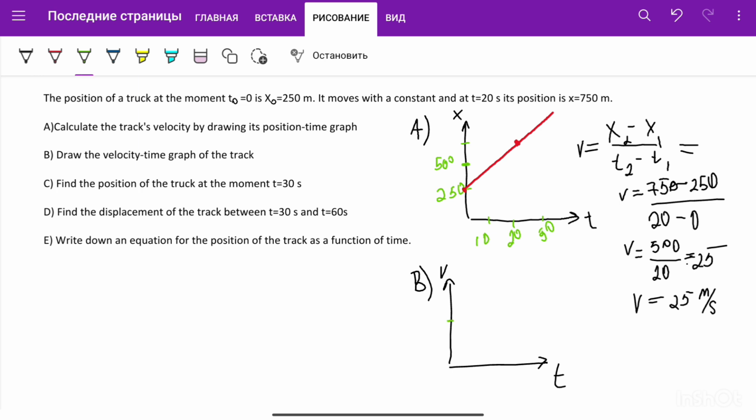Let's highlight the previous answer to not get confused. We know that the velocity is constant, 25 meters per second, so the line will be straight. Next question.